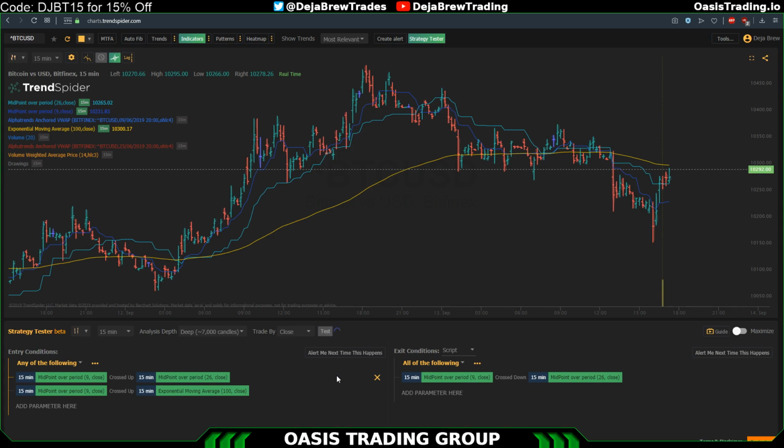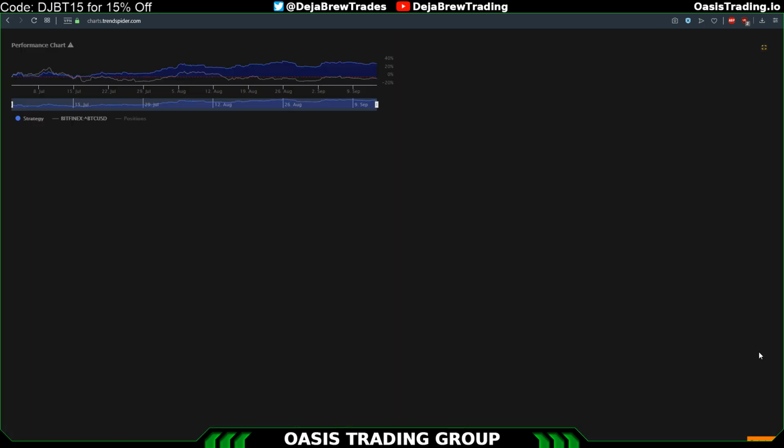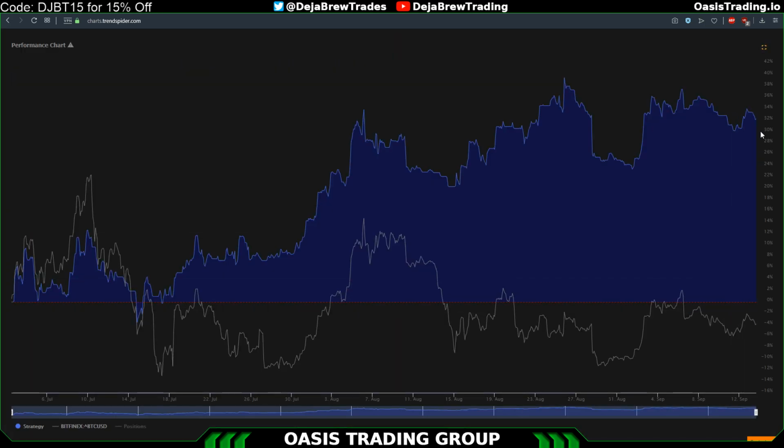So basically, anytime the 9 crosses above the 26, or the 9 crosses above the 100 EMA, it's going to enter. So this is actually not a bad strategy. So it's actually up 32%. So this, oh actually, let me go over this real fast.